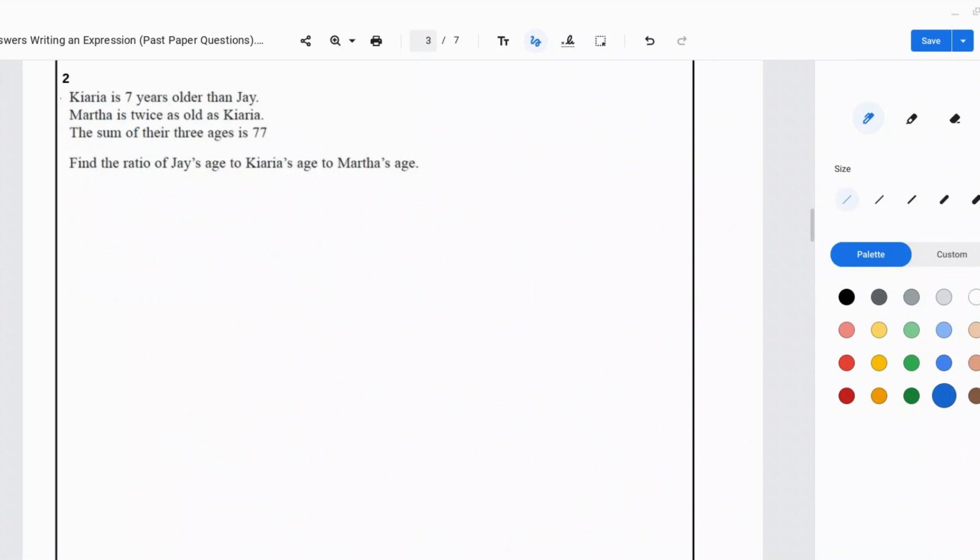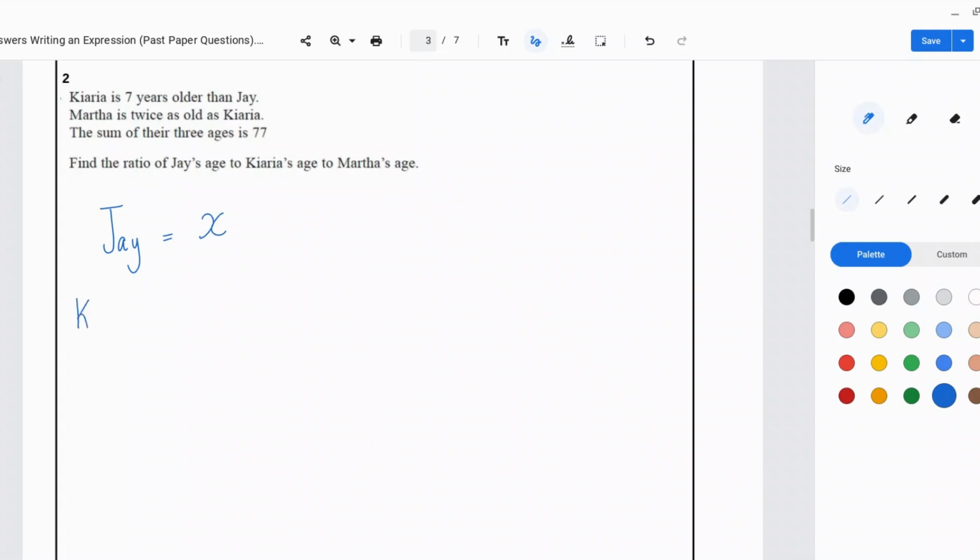Question 2 here, we're told that Kiara is 7 years older than Jay. Martha is twice as old as Kiara, and the sum of their 3 ages is 77. So let's start with Jay. It doesn't really matter who we start with, although there are some best choices here. We're going to say that Jay is X, so we don't know Jay's age. It's an unknown number, that's why we're using X.